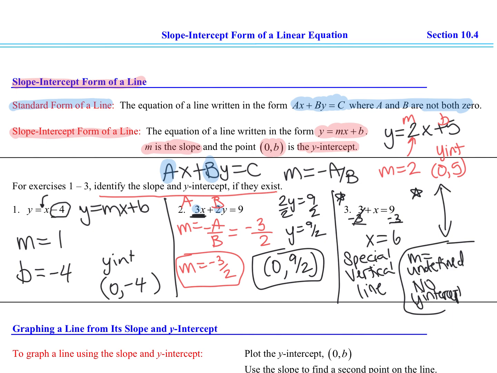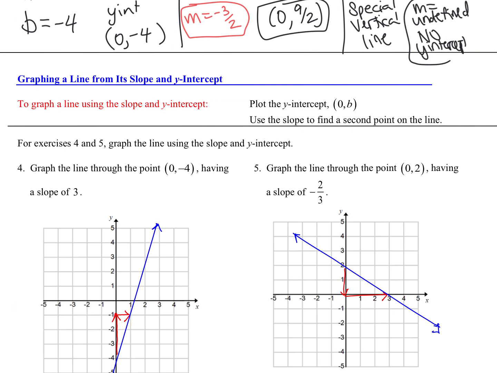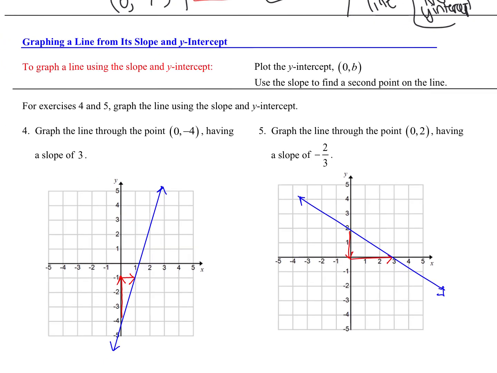All right, so let's graph a line from its slope and y-intercept. To graph a line using slope and y-intercept, you first plot the y-intercept (0, b). Then you can use the slope to find a second point on the line. For example, on 4 and 5, we're going to graph the line through the point (0, negative 4), having a slope of 3. You can see that they've placed the y-intercept at negative 4, and then they counted the slope. Since the slope is 3, you can think of it as rise over run, and the denominator on the 3 is a 1, because there is no denominator.